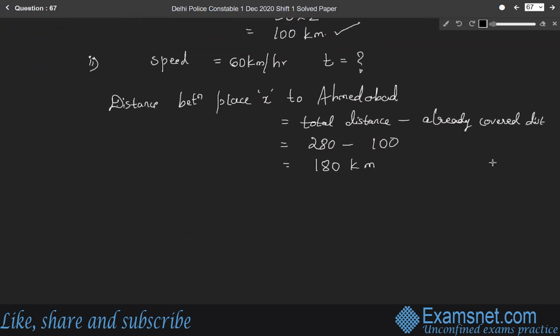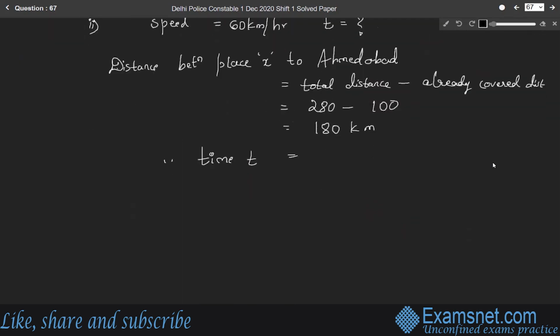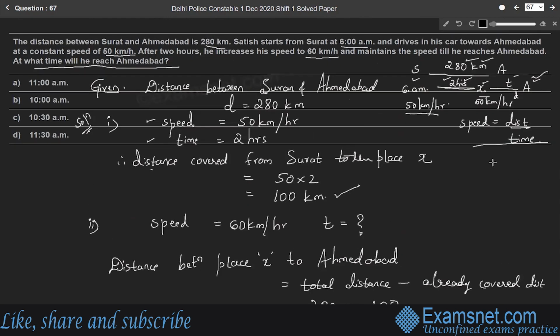What we have to calculate is time. So the time T taken by him to travel from X to Ahmedabad: speed is distance by time, so time is distance by speed. Therefore, T is equal to 180 by 60, which is 3 hours. So from the question, what is asked? At what time will he reach Ahmedabad?